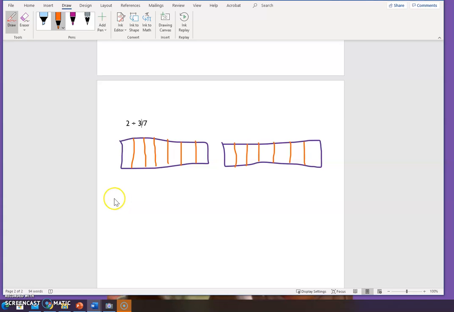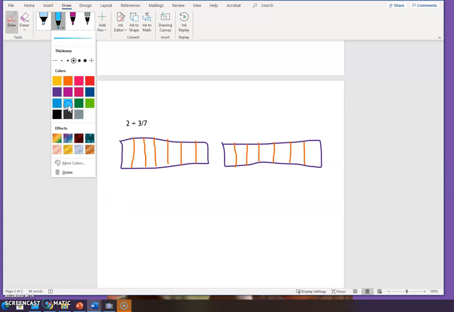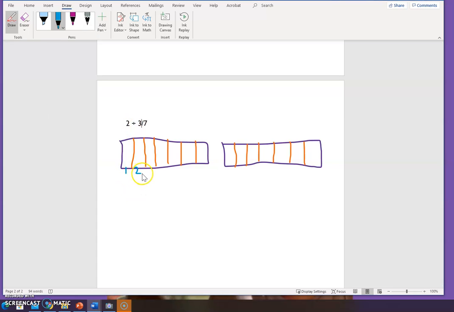Okay, so now I'm going to be counting out groups of 3/7 because that's what I'm dividing into. So this is 1/7, 2/7, that's my third. So that is one group of 3/7. I like to mark as I go. 1/7, 2/7, 3/7. Okay, it's important to try to keep this lined up.